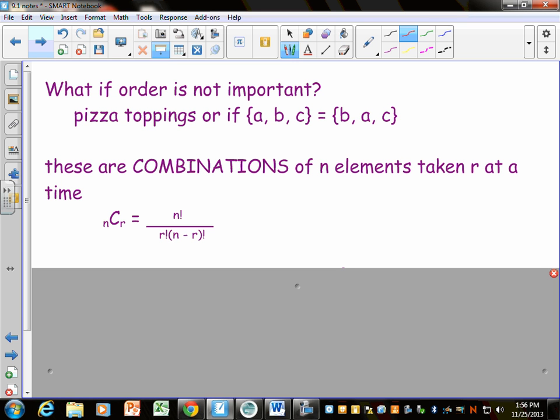So again, I do want you to know the formula. If I gave you a problem like this, I want to see that you can plug it in the formula. And then on the other problems, you can just use your calculator.